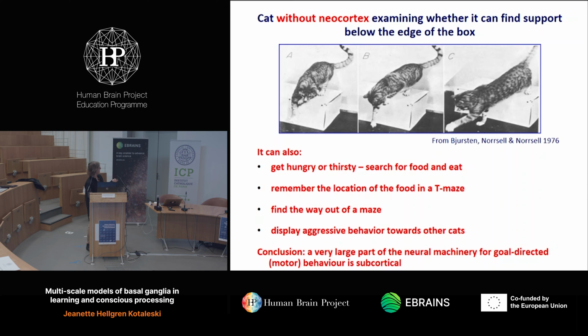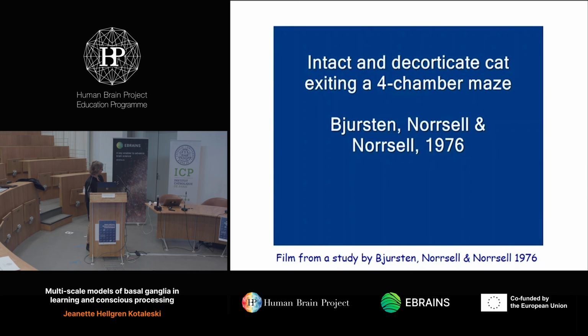And this is an illustration of when such a cat tries to step down from a box. These cats can get hungry or thirsty, search for food, remember the location of the food in a T-maze, find the way out of a maze, and they don't really socially interact with other cats, or the other cats didn't like them, but they could sometimes display aggressive behavior. So a large part of the neuromachinery for goal-directed motor behavior is obviously subcortical.